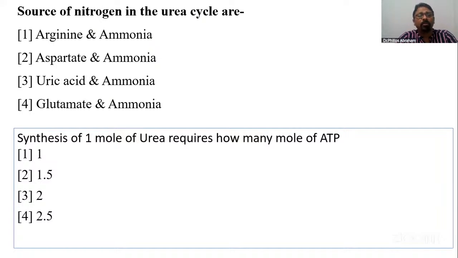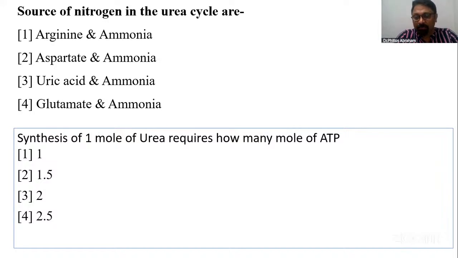Next question. What are the sources of ammonia in the urea cycle? So the question is about urea synthesis, the urea cycle. What is its importance? And one more question I put here: how many moles of ATP are used during the synthesis of urea? What should we first know about the urea cycle? What is the use of it? It is to detoxify ammonia.